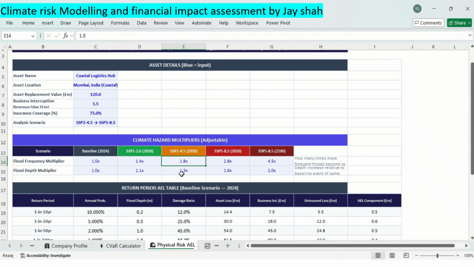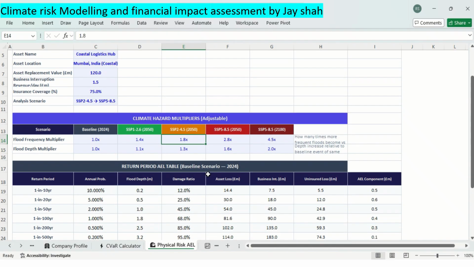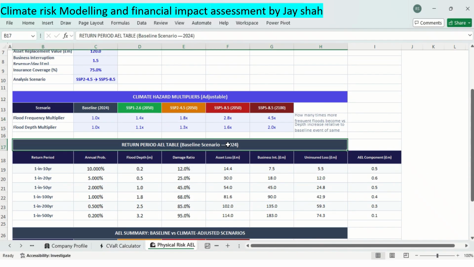Here the return period EAL table is very important, so let's start by understanding how it looks. Each row represents one flood return period event. The table walks across 6 events, from 1 in 10 years through 1 in 500. Let's trace through one row in full: the 1 in 100 year event, which is row 22, and which is very important for understanding what annual probability looks like.